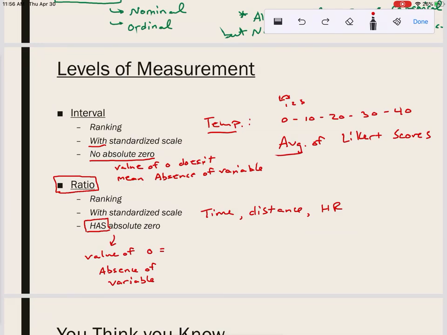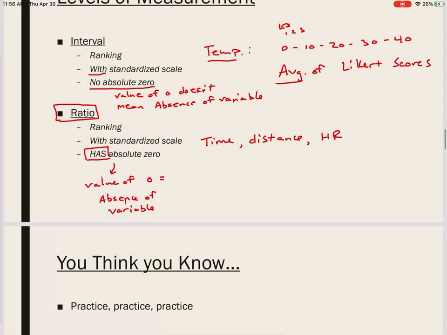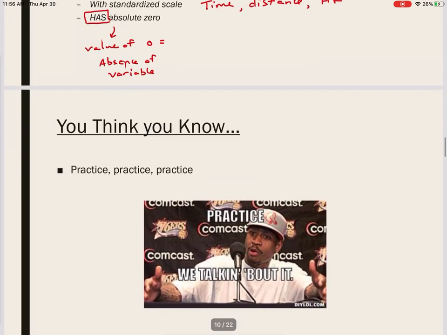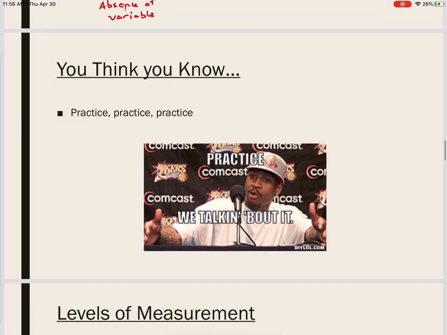Heart rate is ratio. There is a standardized scale, because the difference between 60 beats per minute and 61 beats per minute is the same as the distance between 61 beats per minute and 62 beats per minute. And there is an absolute 0. Someone could theoretically have a heart rate of 0, and that means an absence of a heart rate. They'd be dead, but hypothetically, a 0 heart rate means the absence of a heart rate.